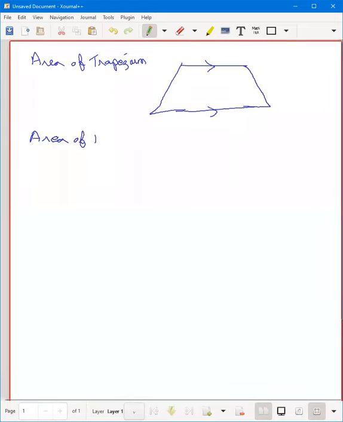Half into the sum of the parallel sides, into the height. Please update your formula carefully. Read it carefully if you've not written it properly. It's the sum of the parallel sides, into height.